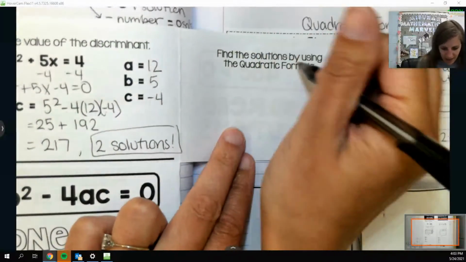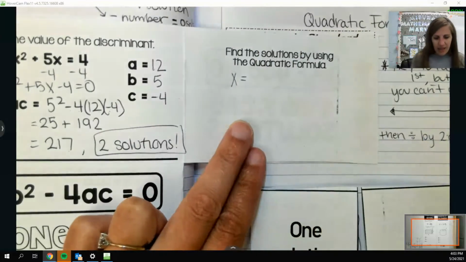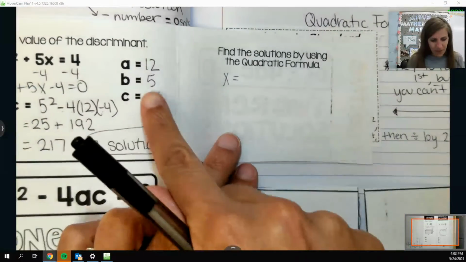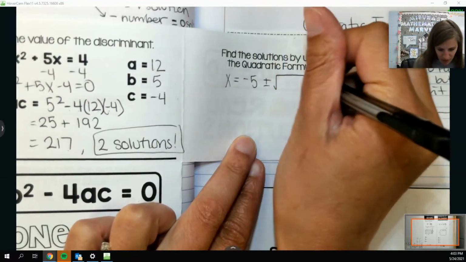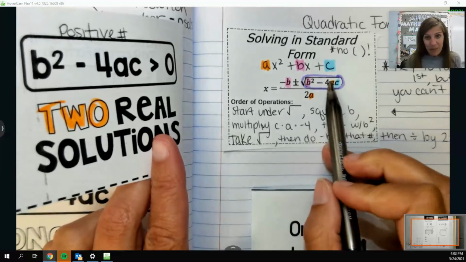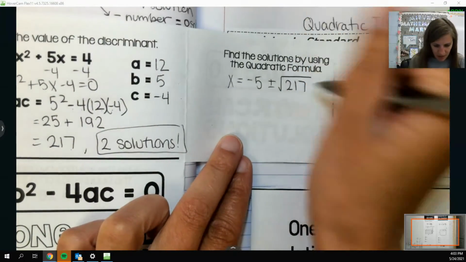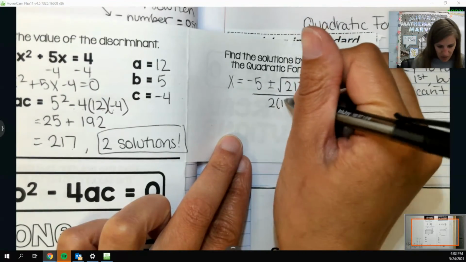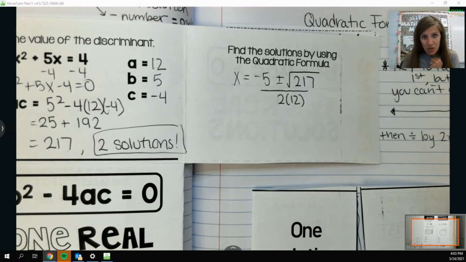So if we think about finding the solutions now by using the quadratic formula, that was our x equals negative b, so negative 5, plus or minus the square root of our discriminant, which I already found, was 217, all over 2 times a, so 2 times 12. So that actually makes it a little bit easier because I already found the discriminant.